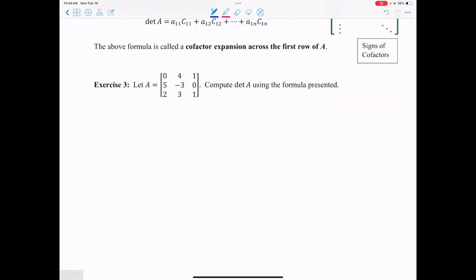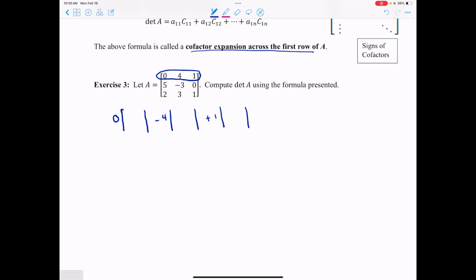So in exercise 3, it gives us a matrix. I want to compute the determinant of A using the formula presented. So I'm going to do cofactor expansion across the first row. That's the method we're using. Just highlight that we are doing this cofactor expansion about the first row. So it's going to be 0 times some determinant minus 4 times some determinant plus 1 times some determinant.